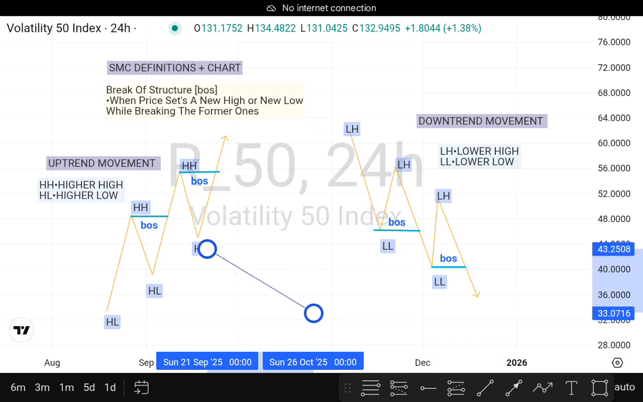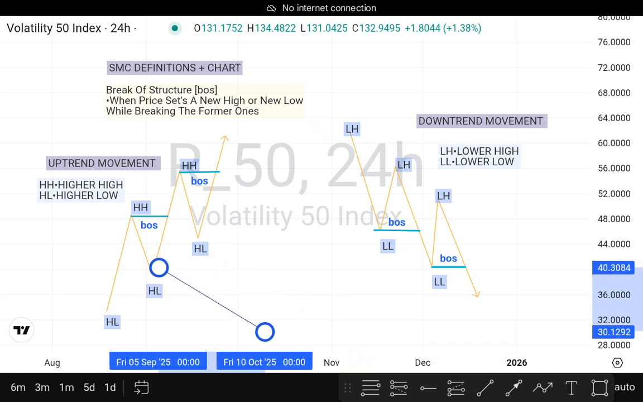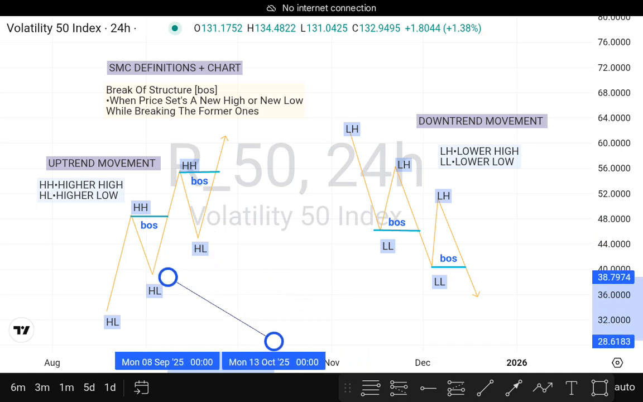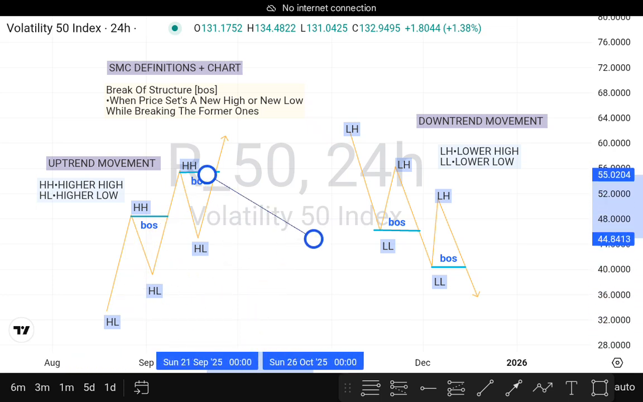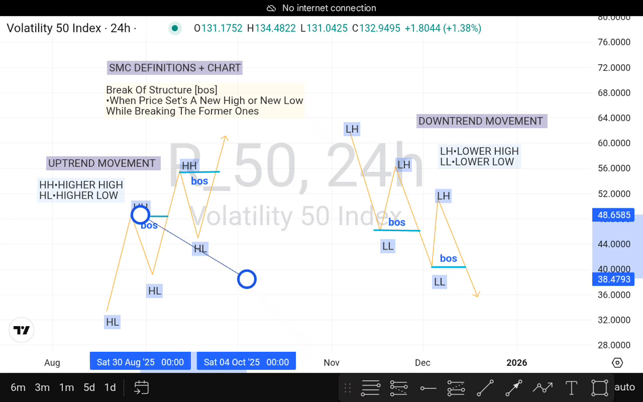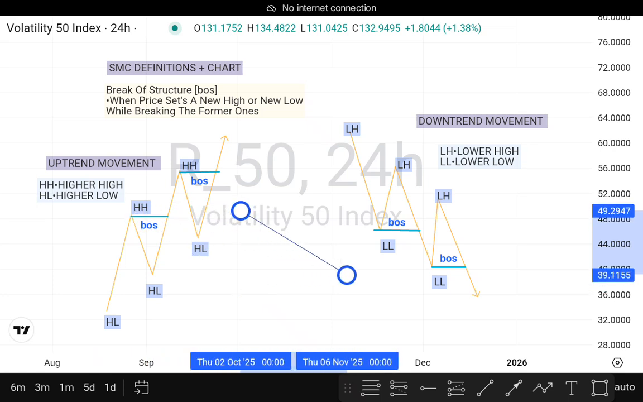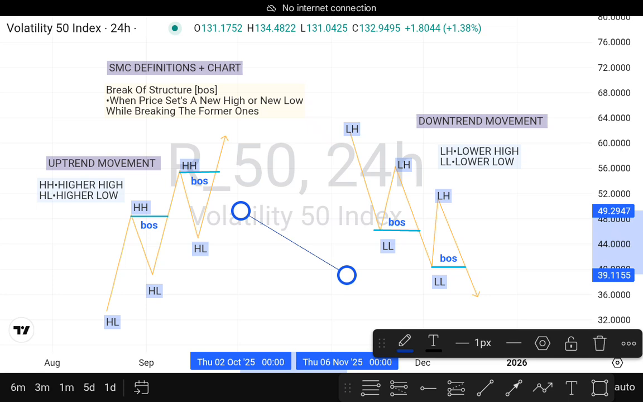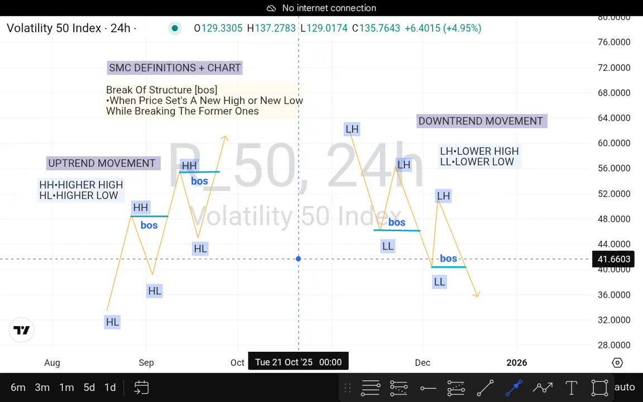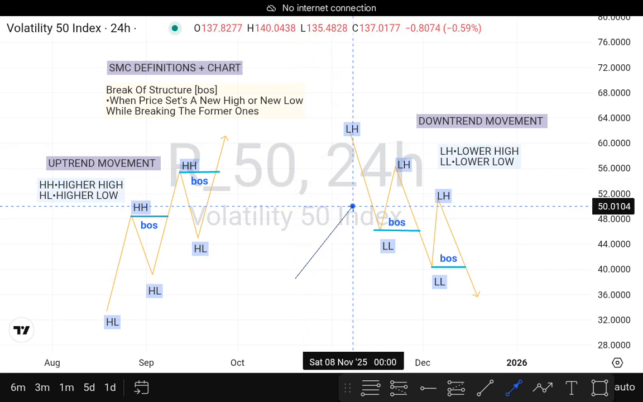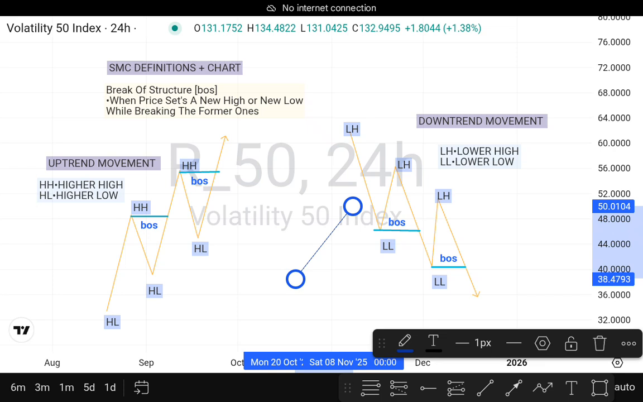As you can see, this higher low is higher than the previous higher low. This higher low is higher than the previous higher low. This higher high is higher than the previous higher high. Okay guys, let's go to the downtrend. As you can see on the downtrend, we have lower lows and lower highs.